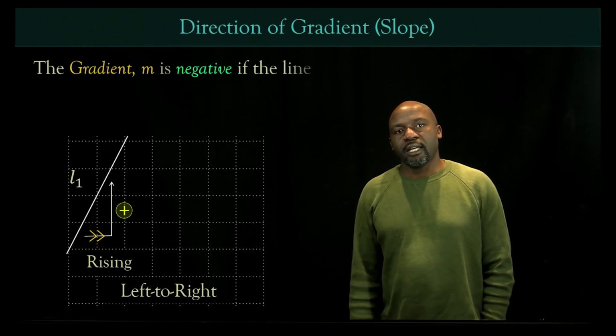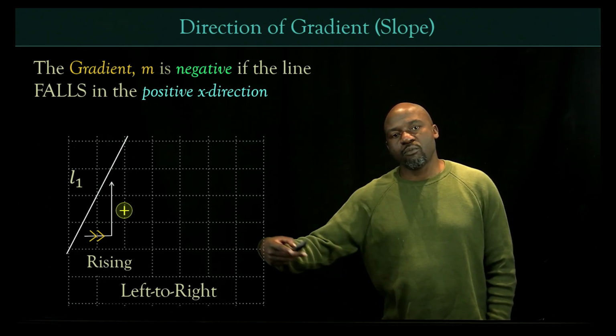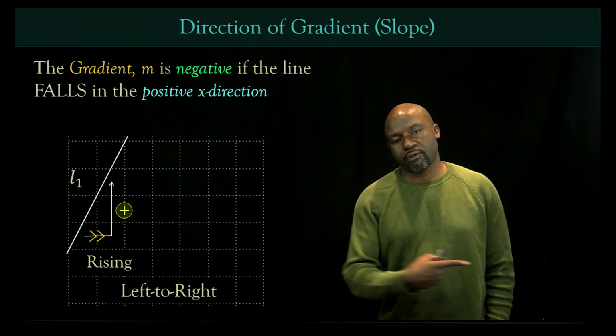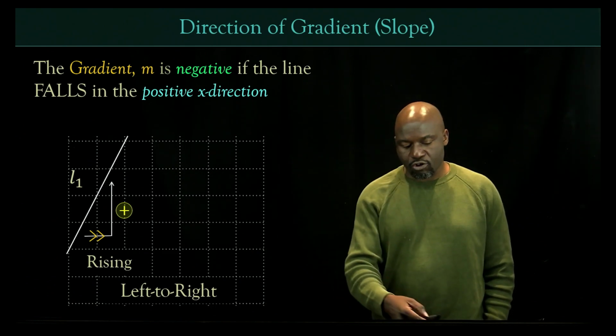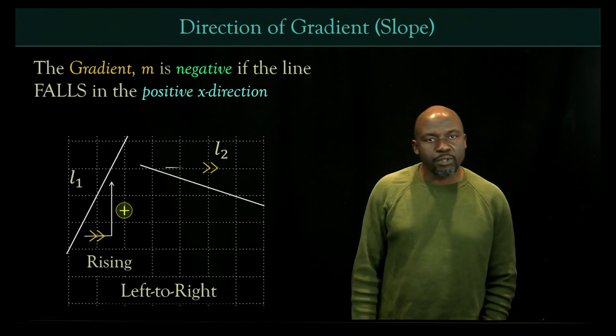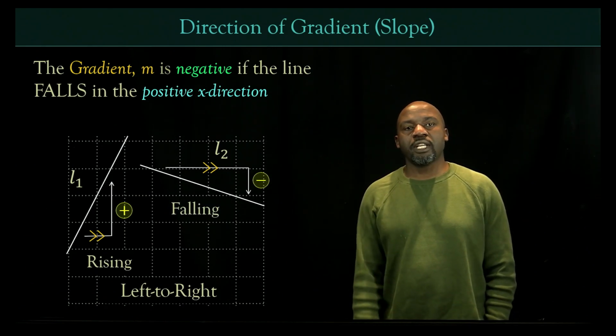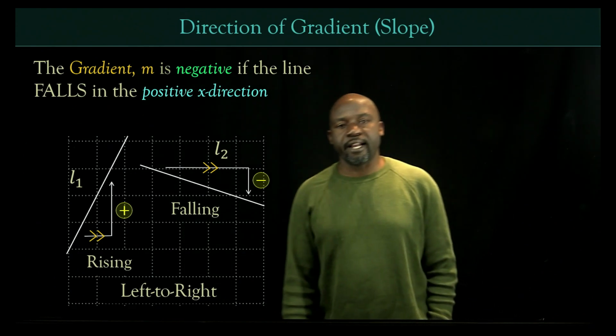On the other hand, in the second case, the gradient is negative if, as we move to the right, the line is dropping like that. So as we move to the right, the line is falling or dropping. We say that the gradient is negative. So I hope this is clear.